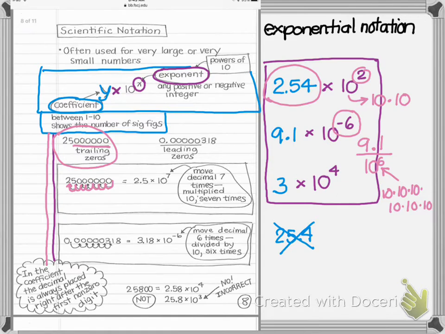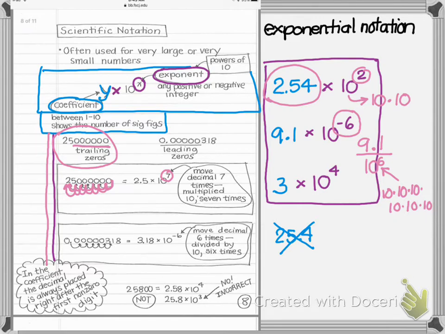Now when I move the decimal in this example, I had to move it 1, 2, 3, 4, 5, 6, 7 times. So then my exponent is a positive 7. Large numbers will always have positive exponents because what it means is this is a very large number, so it's 2.5 times 10 to the 7th power, or times 10 7 times.